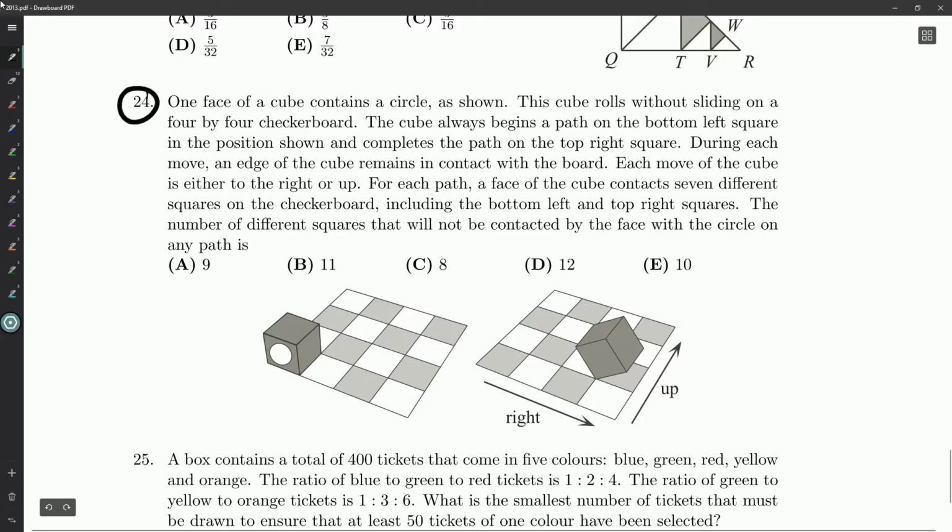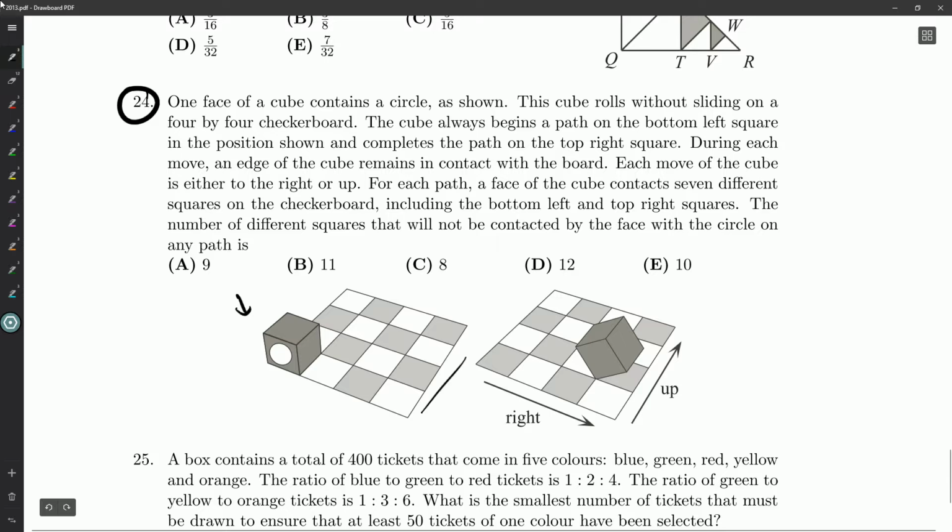Root Beer here, looking at question 24 now. Question 24 in this video on our 2013 Grade 7 Gauss. One face of a cube contains a circle as shown. This cube rolls without sliding on a 4x4 checkerboard.